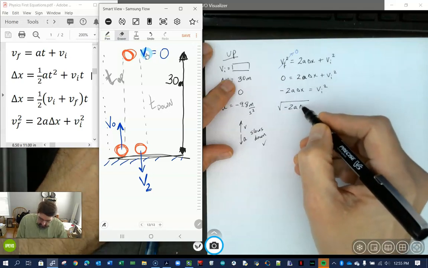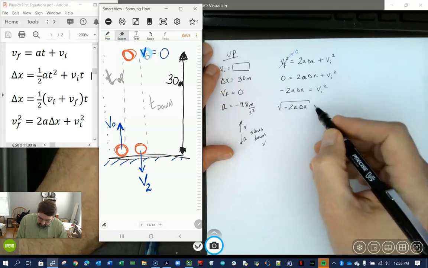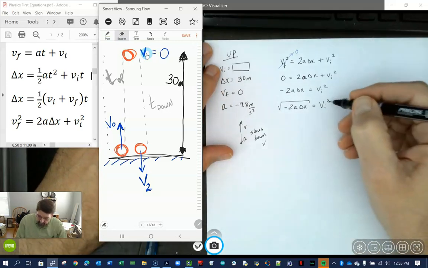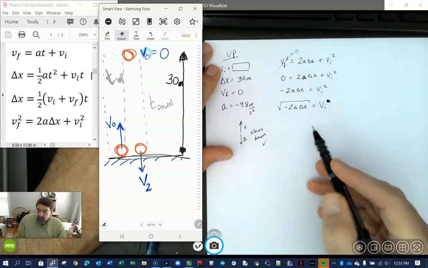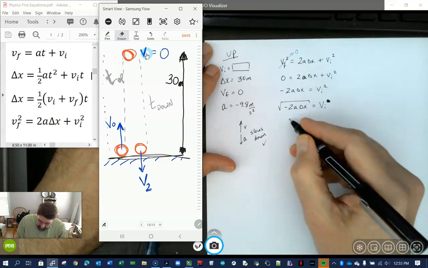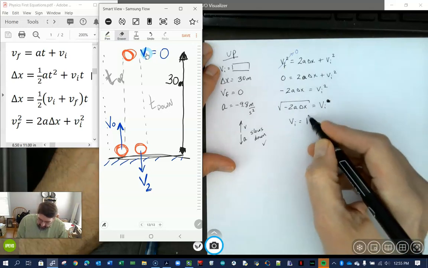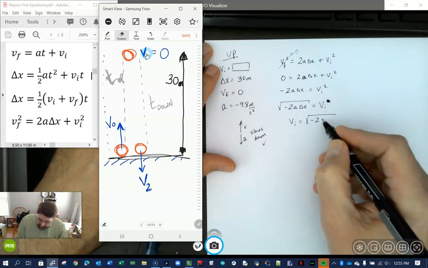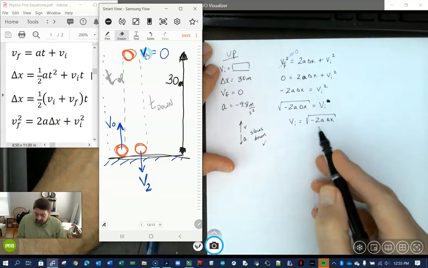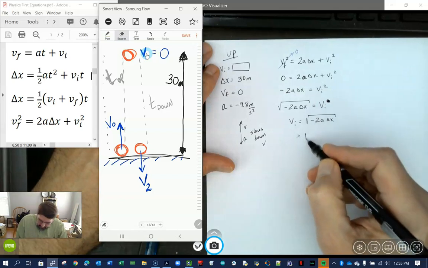And some of you are thinking, oh no, how can we take the square root of a negative? Oops, sorry, it's just vi. All right, so in physics we like to write what the thing is that you're solving for on the left, and so I'm just going to swap those two. So how can we take the square root of a negative? Well, it turns out we're not.